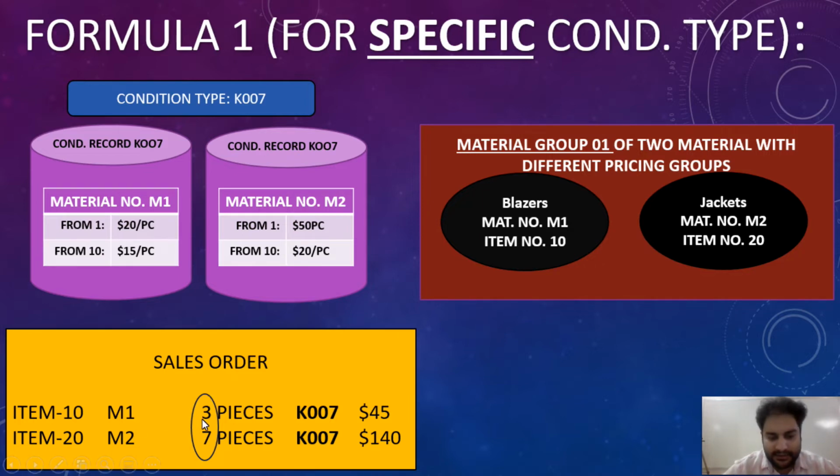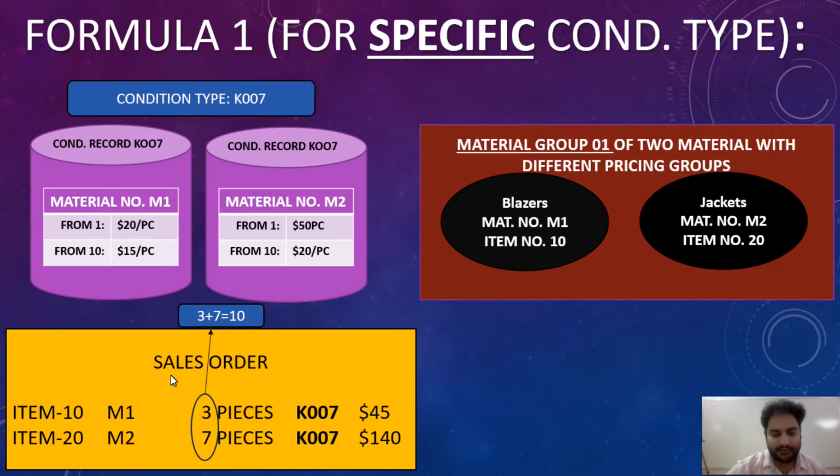Similarly, the sales order is of 3 pieces of item 10 and 7 pieces of item 20. That means the total order quantity is 10. So the condition applied while pricing would act on the total order quantity, because the vendor has to give a discount to the customer. The customer has grouped the items, taking 3 pieces of M1 and 7 pieces of M2. So the customer has completed the order quantity of 10 pieces so that he can get the discount. 3 plus 7 equals 10.